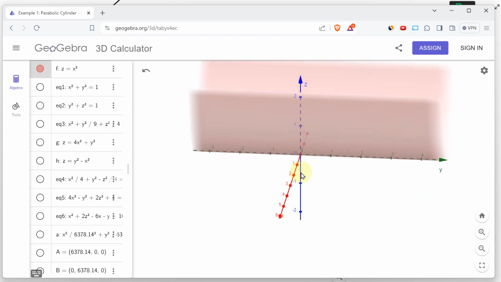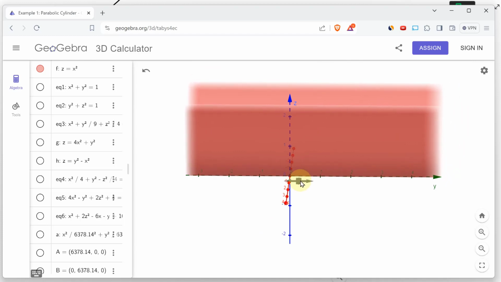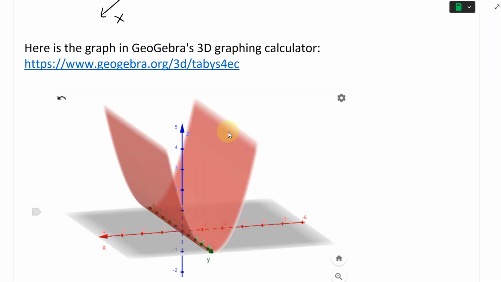Then you can zoom in and shift it around and rotate it and so on. You can do some other stuff like that, move it around. You can play around with it, pretty cool stuff. All right, let's continue further.